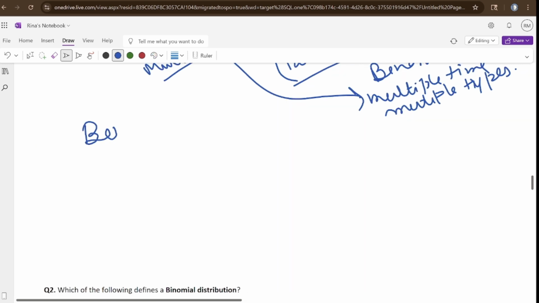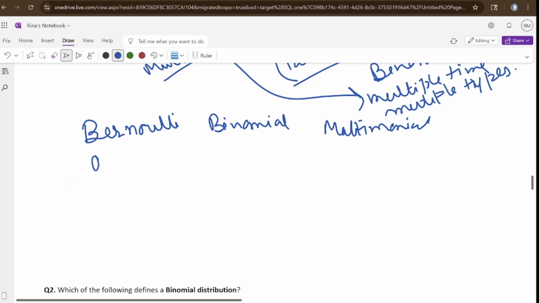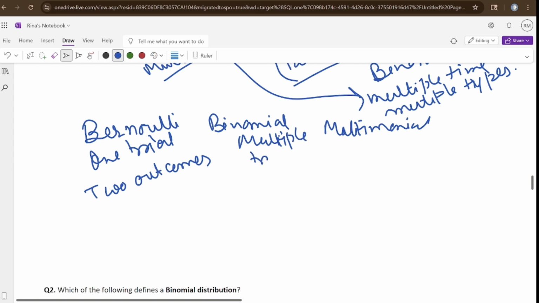So let's summarize the thing. Bernoulli, binomial and multinomial. So Bernoulli means one trial and two outcomes, either head or tail. Fine. But when multiple trials and two outcomes, that means you are throwing a coin multiple times, but outcome will always be two, either head or tail. Multinomial is multiple trials and multiple outcomes.